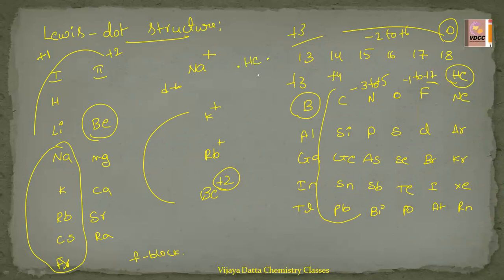Because helium, its atomic number is 2. Helium's electronic configuration is 1s2. It is stable with 2 electrons, the duplet configuration is fulfilled.